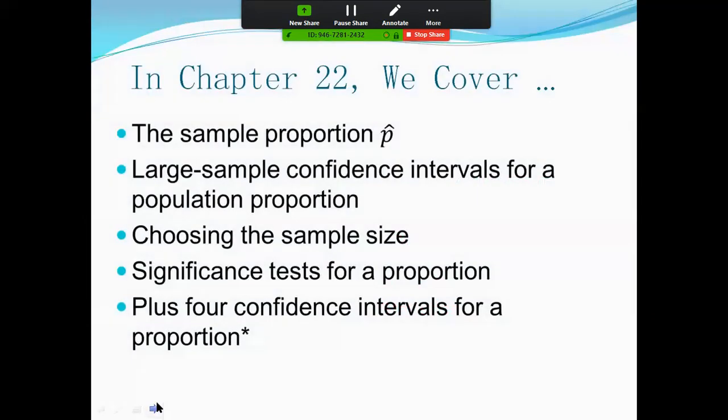In chapter 22, we cover the sample proportion, p hat, large sample confidence intervals for a population proportion, choosing the sample size, significance tests for a proportion, plus 4 confidence intervals for a proportion.